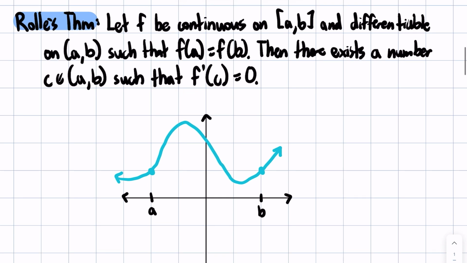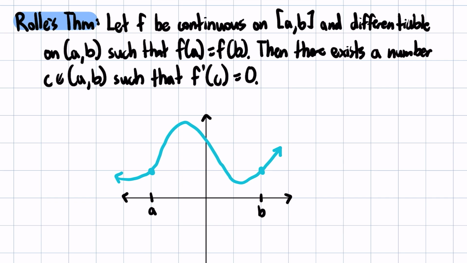First of all, Rolle's theorem is a nice preliminary to this. Basically, if f is a continuous function on a closed interval, and it's differentiable on the corresponding open interval, and the endpoints of the interval have the same function values, so in this graph f of a is equal to f of b, then there has to exist some value in the open interval where the slope of the function is 0.